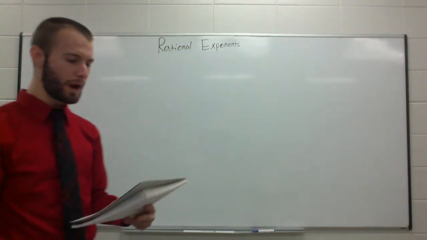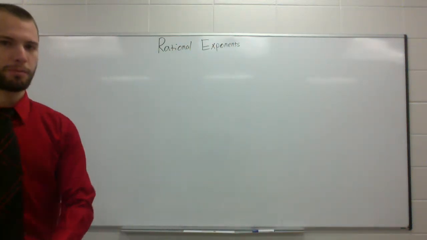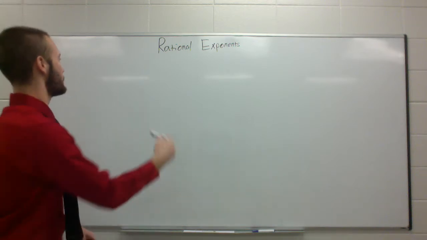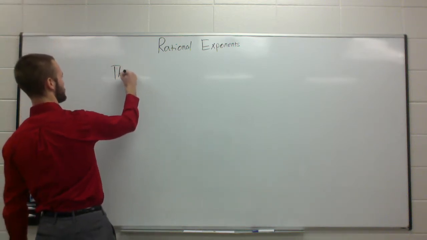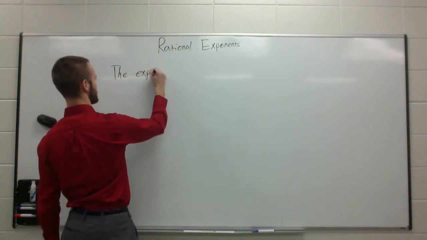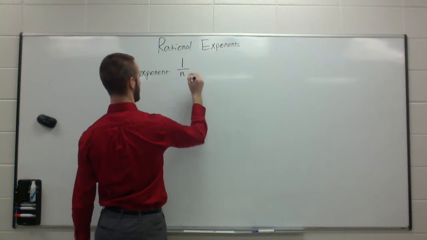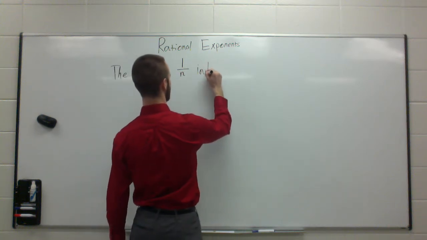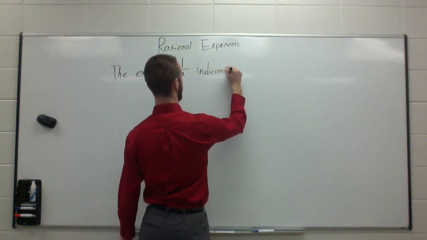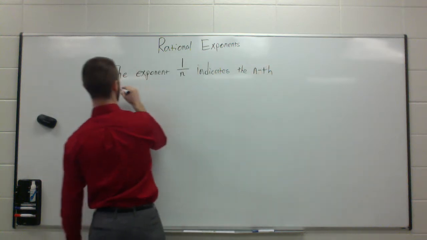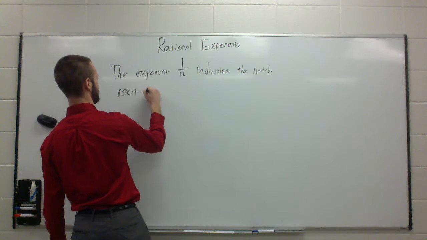So these notes cover rational exponents. If you remember from the activity in class today, if you have an exponent that's a fraction, we'll start with 1 over n. 1 over n indicates the nth root of a number.